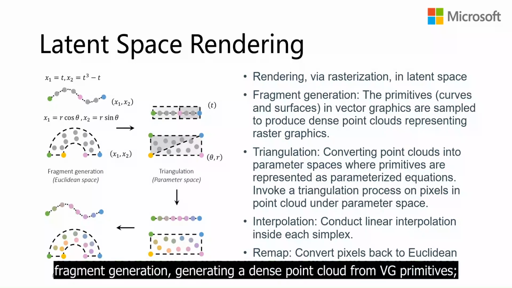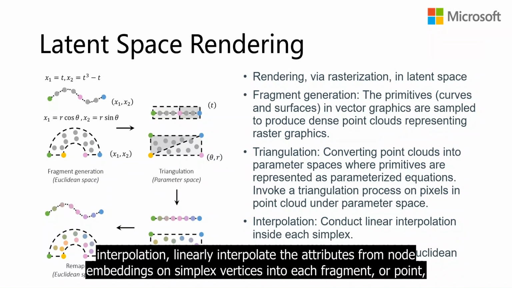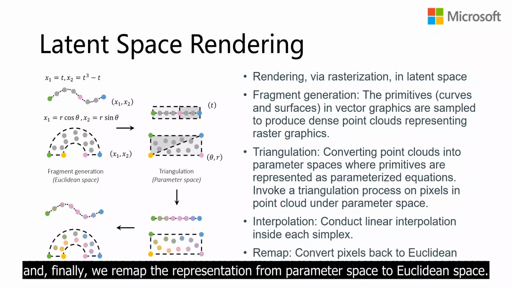Fragment generation, generating a dense point cloud from VG primitives. Triangulation, assigning each point to a triangle in the parameter space. Interpolation, linearly interpolating the attributes from node embeddings on simplex vertices into each fragment, or point. And finally, we remap the representation from parameter space to Euclidean space.